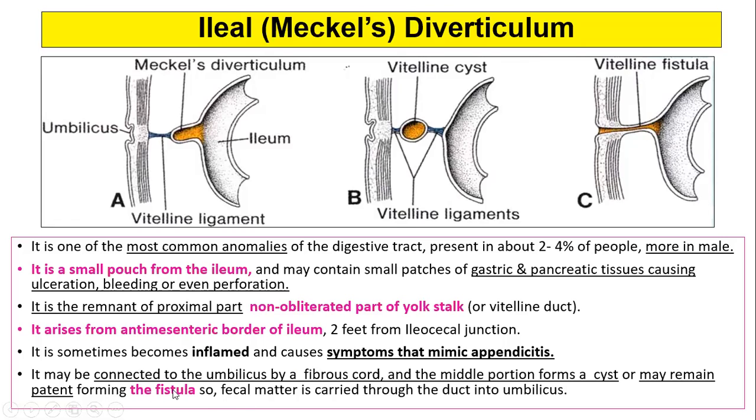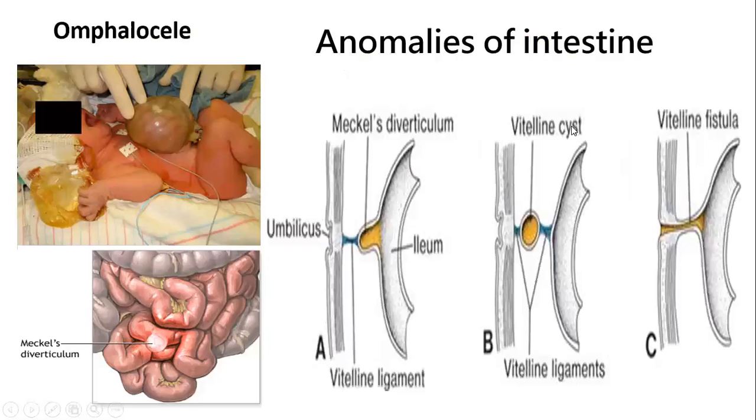Okay, so forming vitelline fistula, fecal matter is carried through the duct into the umbilicus. So sometimes there will be fecal matter coming out. If there is a vitelline fistula, the intestine starts opening and the feces will start coming through the umbilicus. Okay, so there are different types. Normally it will be like this Meckel's diverticulum. Sometimes you can see a cyst. Sometimes there can be a vitelline fistula where the intestinal contents will start coming through the umbilicus.